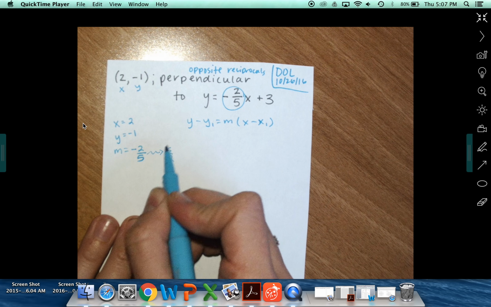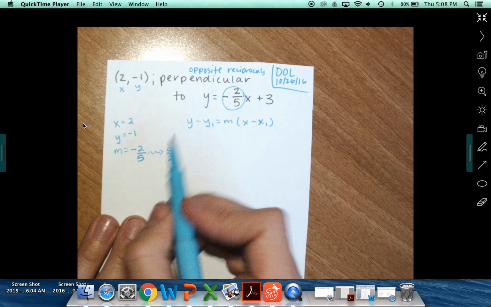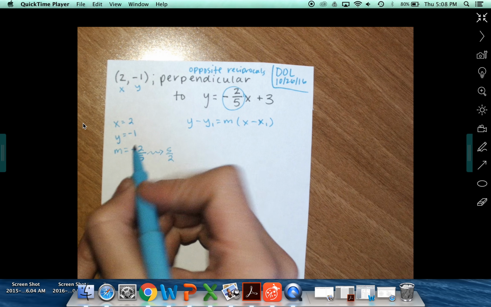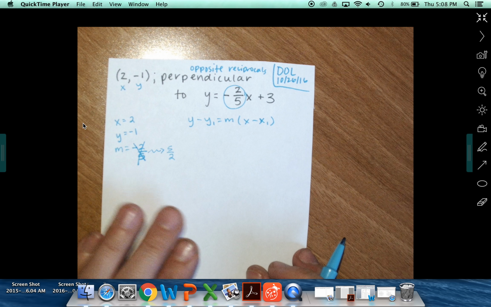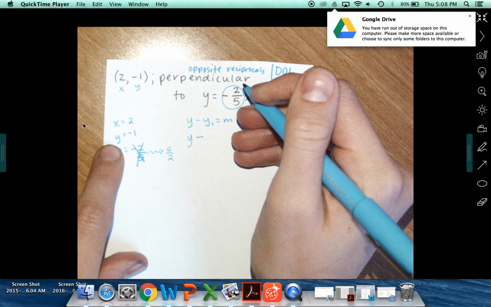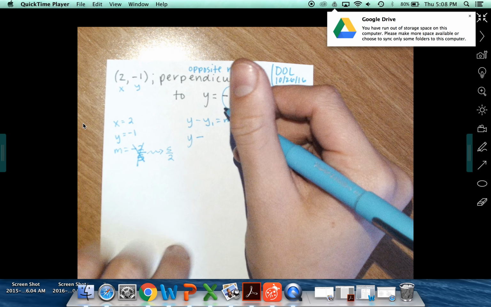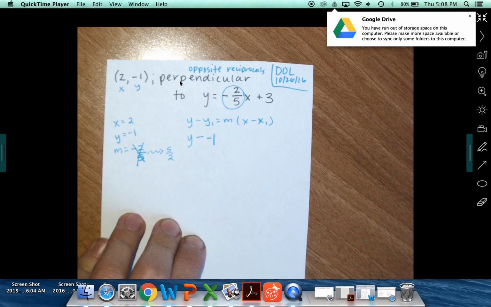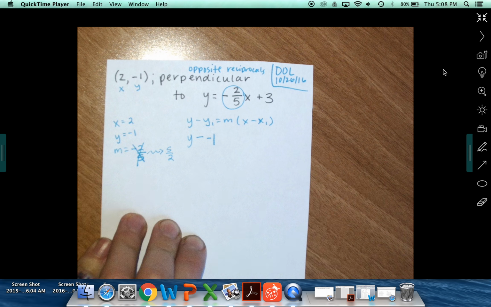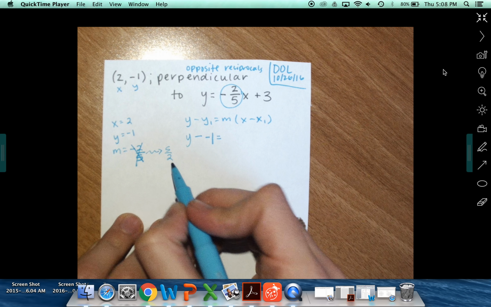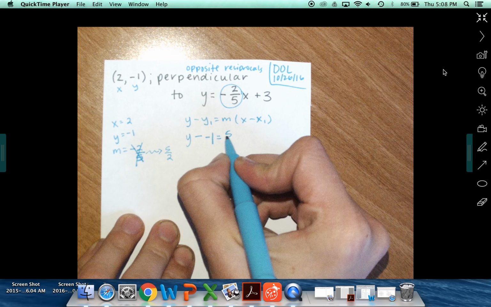This is my new slope. It's the opposite, negative to positive, reciprocal. I flipped my fraction, so positive 5/2. I'll cross out the old one so I don't accidentally use it. Now I can plug stuff in. Y minus my Y value, which was -1, so y minus -1 equals my new slope, which was 5/2.